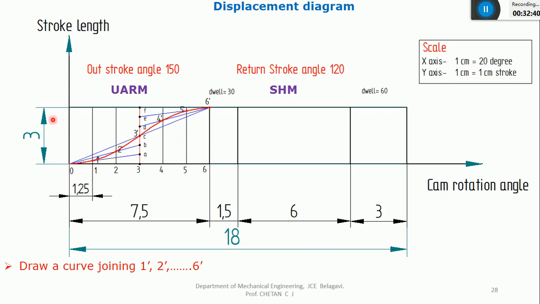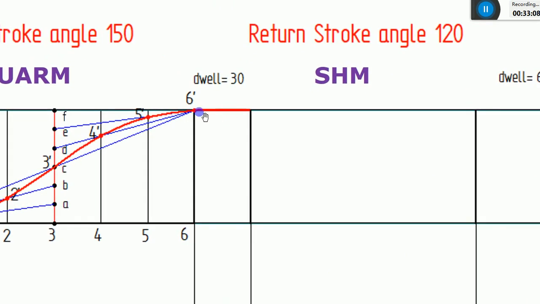We're plotting the displacement of the follower against the cam rotation angle. So this is the smooth curve. Okay. So this is nothing but the uniform acceleration and retardation motion curve. So after that, for the next 30 degrees, there's a dwell. It means the follower is having a zero displacement. That's why I'm going to draw a flat curve up to this point. So this is nothing but the zero displacement of the follower for the next 30 degree of cam rotation, which is known as dwell.